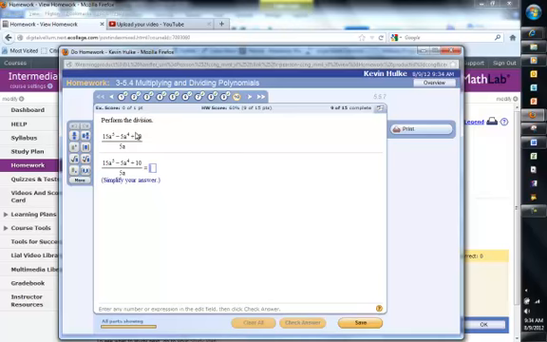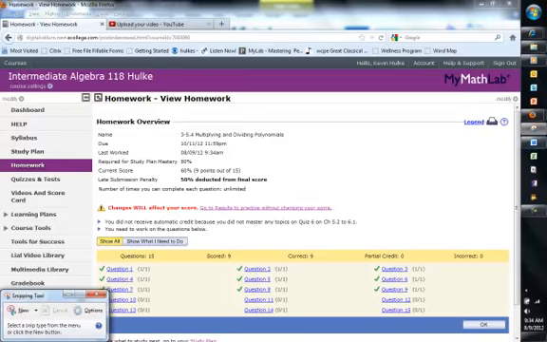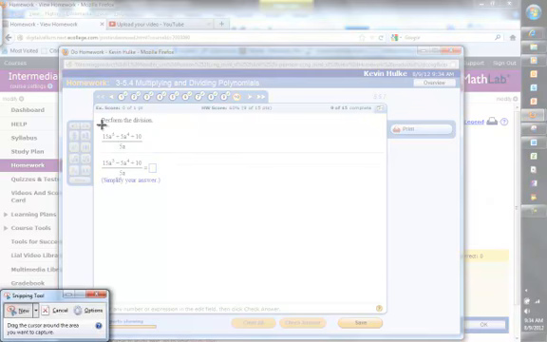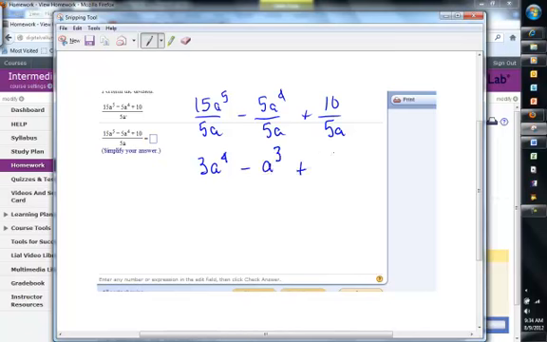Number 10. Now we've got a division problem. There's two ways to do the division. I'll show you both of them. The first way is, since this is a monomial on the bottom, we could take 15a to the 5th over 5a minus 5a to the 4th over 5a plus 10 over 5a. And we get 3a to the 4th minus a to the 3rd plus 2 over a.